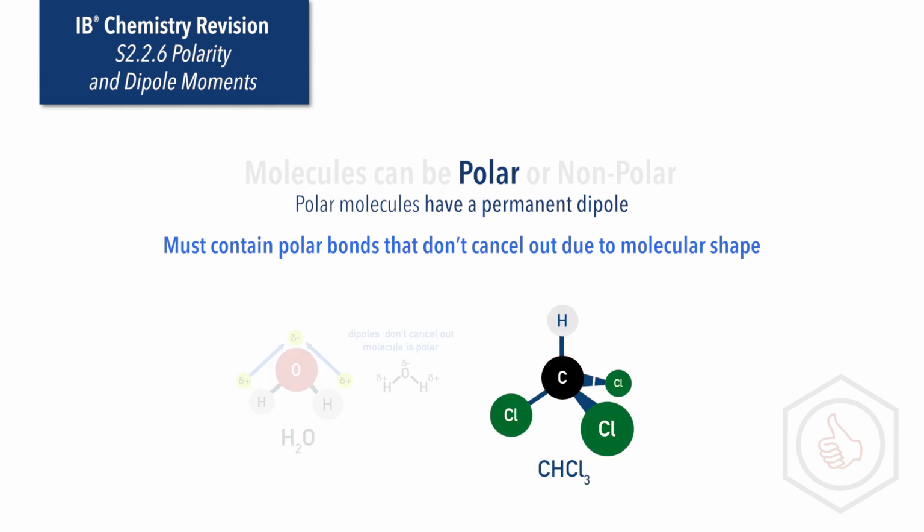Equally, chloroform, CHCl₃, is also a polar molecule, because the carbon-hydrogen bond in it is nonpolar, but the carbon-chlorine bonds are polar. As a result, the dipoles from the C-Cl bonds don't cancel out, so the molecule has an overall dipole and would be considered polar.